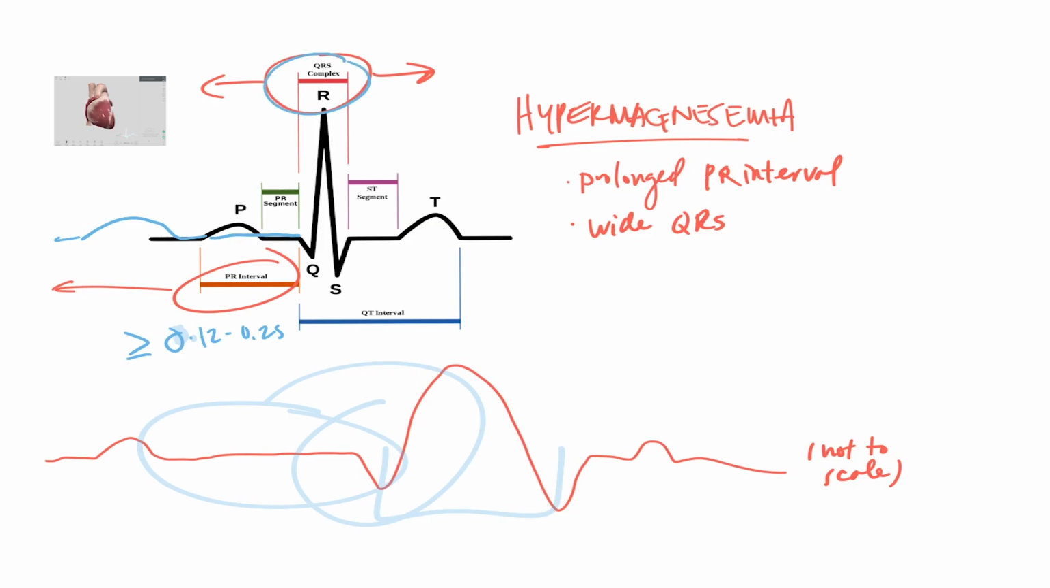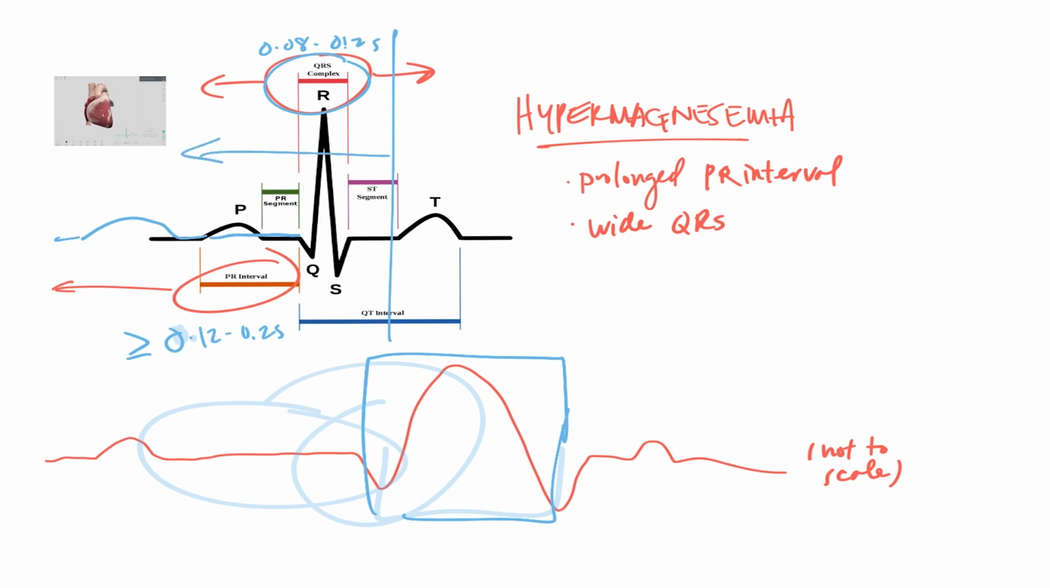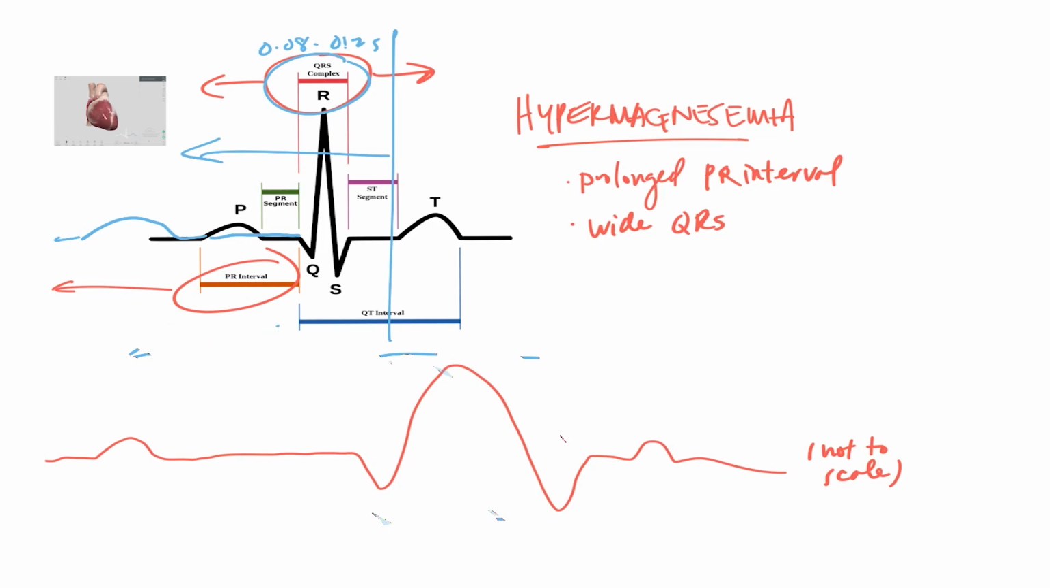Then you have the QRS complex, which is normally 0.08 to 0.12 seconds, and this gets big. Something is going on with the ventricles. It's taking a longer time for them to depolarize, which is basically just a fancy word for squeezing. So you want to focus on this part of the EKG. Wow, that is a lot of notes. But anyway, hypomagnesemia elongates the PR interval as well as widens the QRS interval.